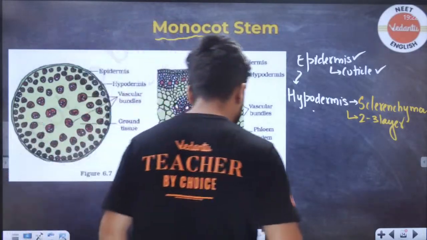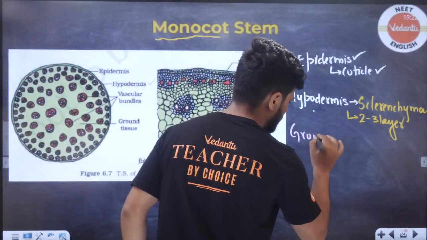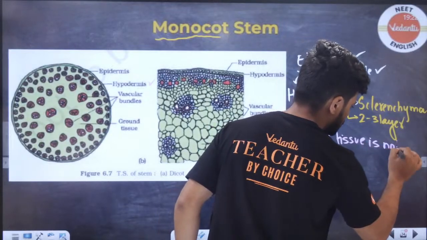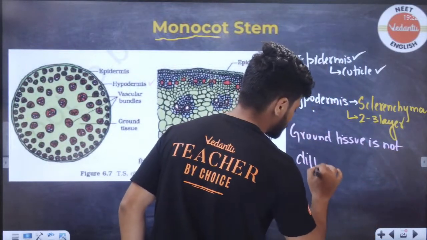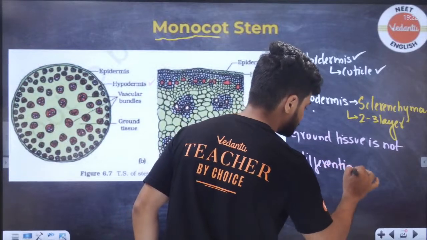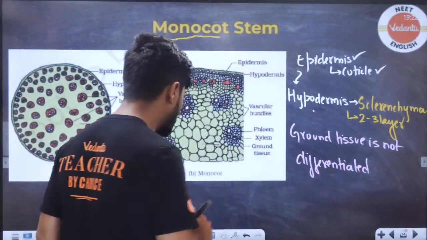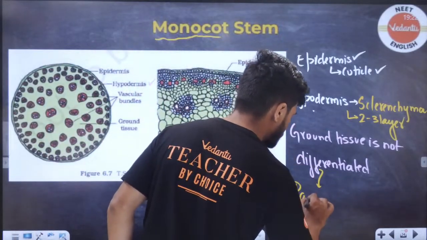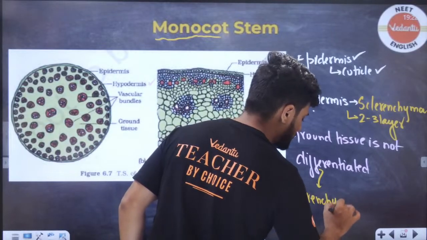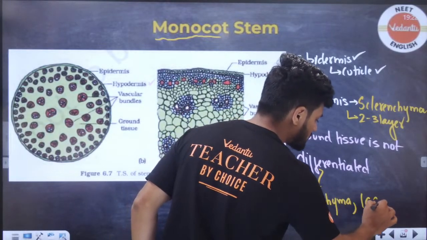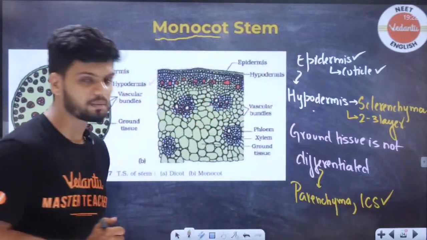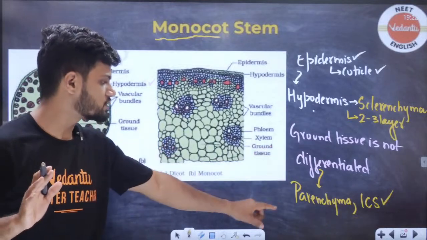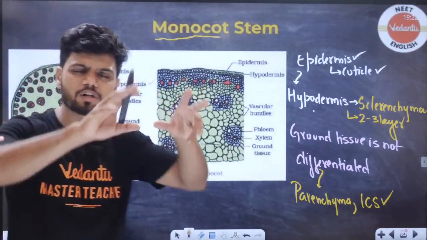So the ground tissue is not differentiated here. There is no differentiation. It is generally made up of parenchyma, that's all you should remember, with intercellular spaces generally present here. There is no cortex, no pith, no pericycle, nothing is there. It is not differentiated, just made of parenchyma, and small spaces are there.